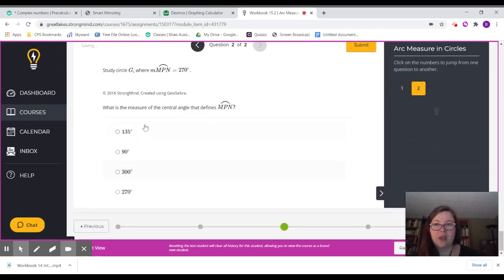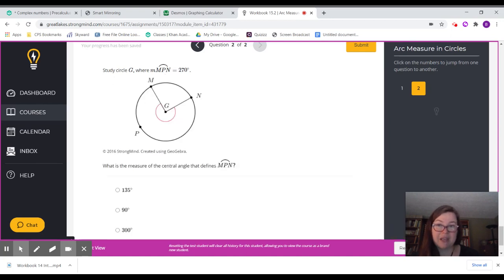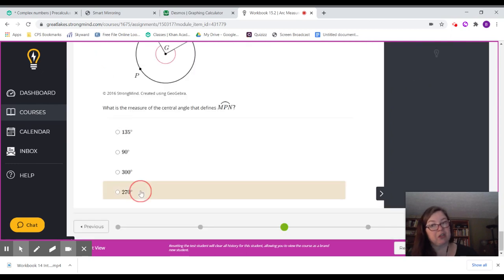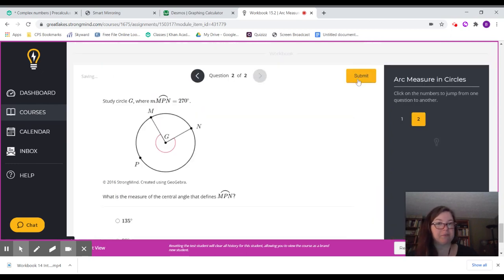Next one, we have circle G where the MPN is 270. So MPN, that's the major arc. What is the measure of the central angle that defines that? So major arc MPN. If that's 270, the arc is also 270. Nice and simple.